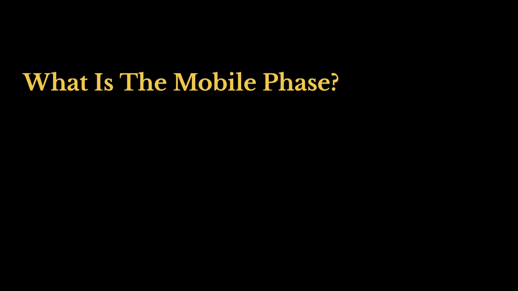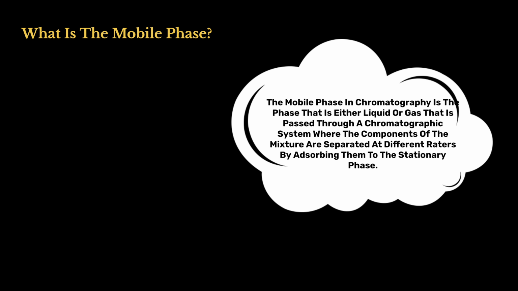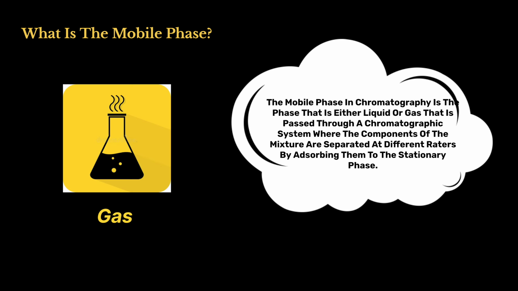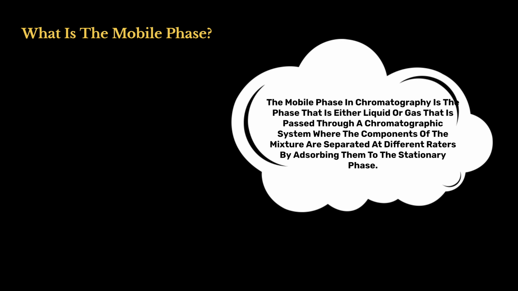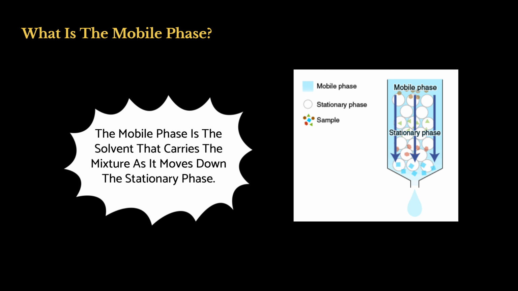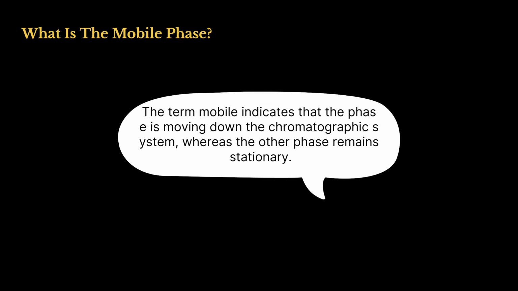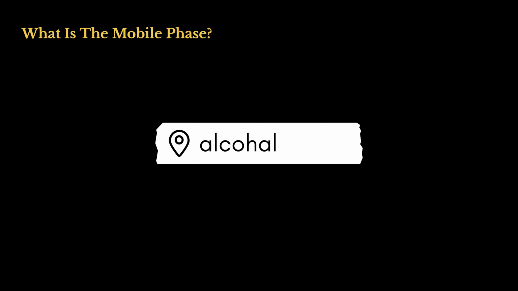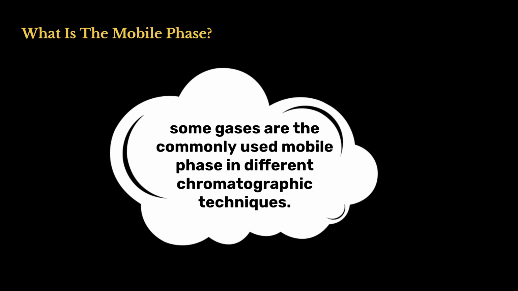What is the mobile phase? The mobile phase in chromatography is the phase that is either liquid or gas that is passed through a chromatographic system where the components of the mixture are separated at different rates by adsorbing them to the stationary phase. The mobile phase is the solvent that carries the mixture as it moves down the stationary phase. The term mobile indicates that the phase is moving down the chromatographic system, whereas the other phase remains stationary. Alcohol, water, acetic acid, acetone, or some gases are the commonly used mobile phase in different chromatographic techniques.